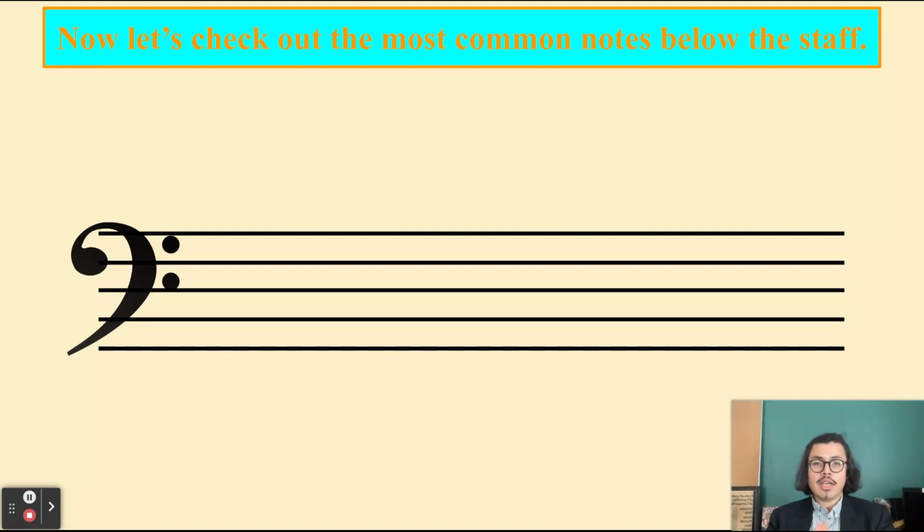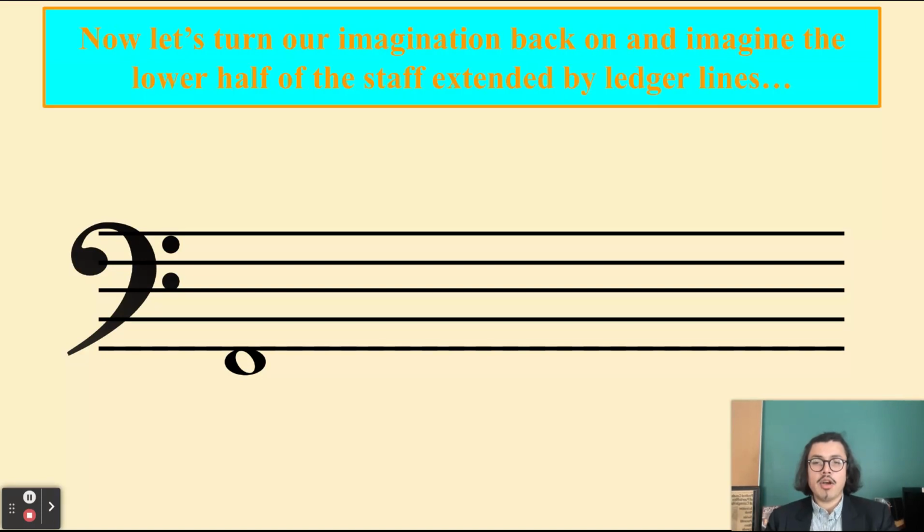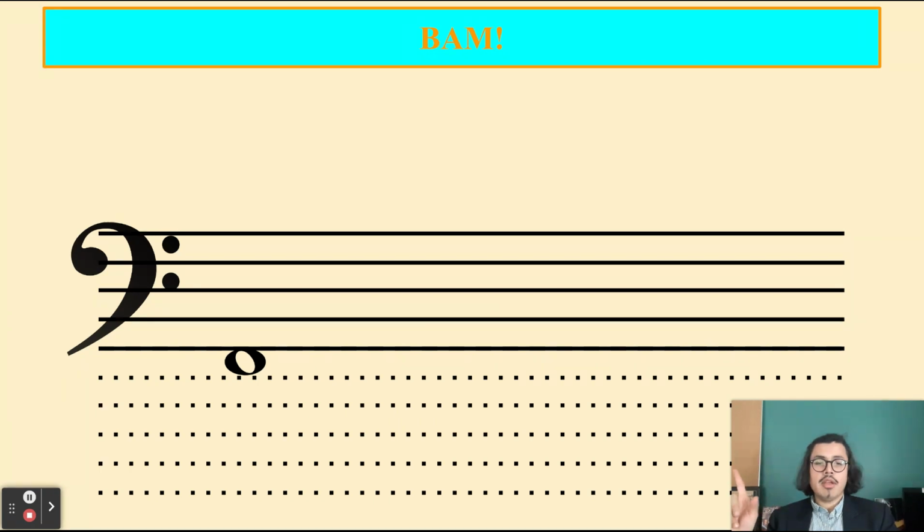All right, now let's check out the most common notes below the staff. Here we go. Our lowest note below the staff, or that is actually still on the staff, which is touching the staff, is the F note, right? Because it's below G. G is the one that's on the first line at the bottom. All right, so we're going to turn back the imagination and, bam, there it is, the imaginary lines. Again, we're going to draw the next three ledger lines, or the next three notes, right? 1, 2, 3, 1, 2, and there you go.